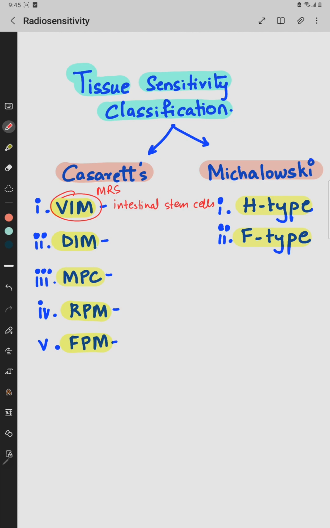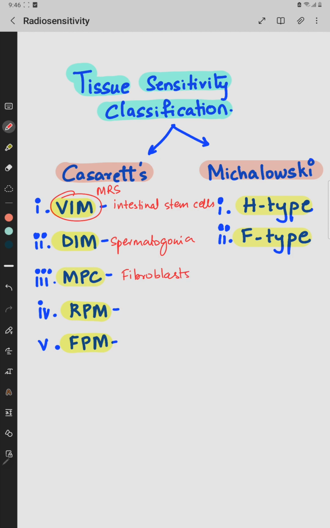These cells have partial proliferative capacity, and their mitotic activity stops when they become mature. The example is spermatogonia. MPC is multipotential connective tissue. These cells have a relatively longer lifetime, and these cells divide at irregular intervals, such as fibroblasts.